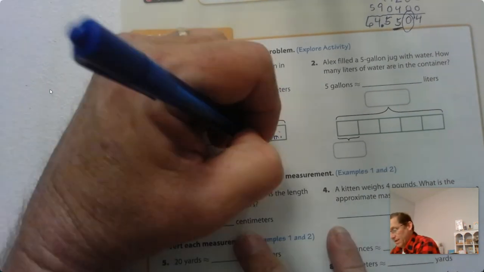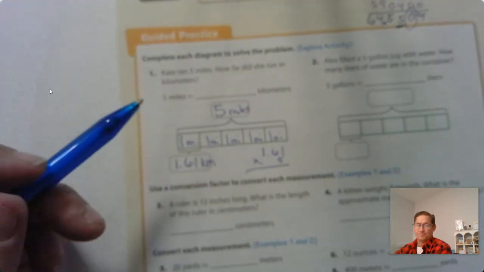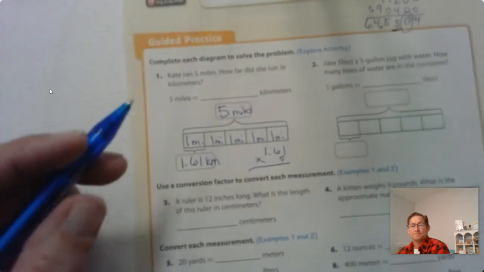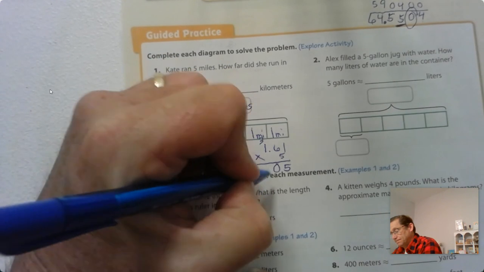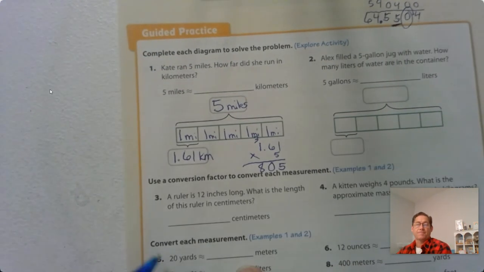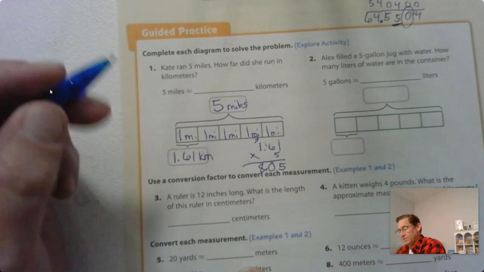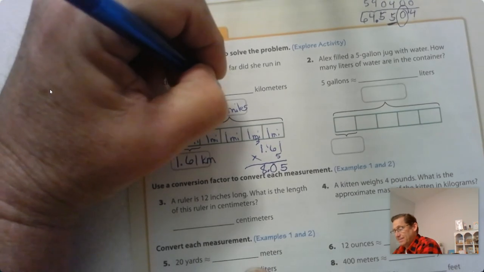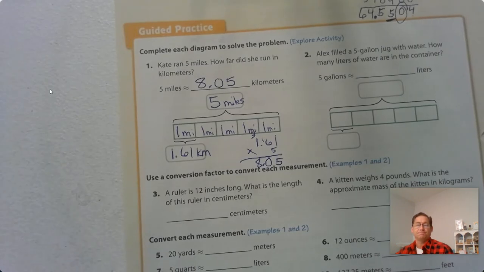So let's just multiply 1.61 times the 5 boxes. Okay, 805, but there's actually 2 decimal places. So it's 8.05 kilometers.